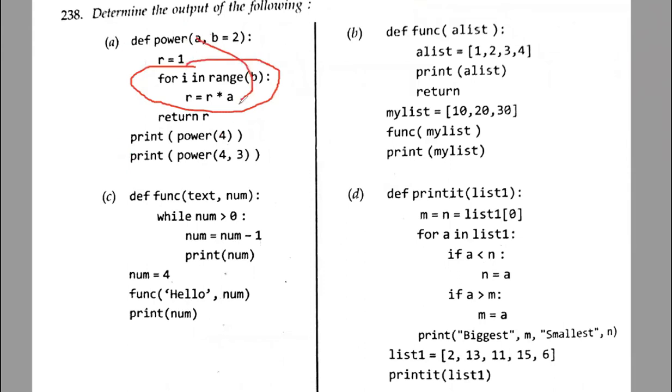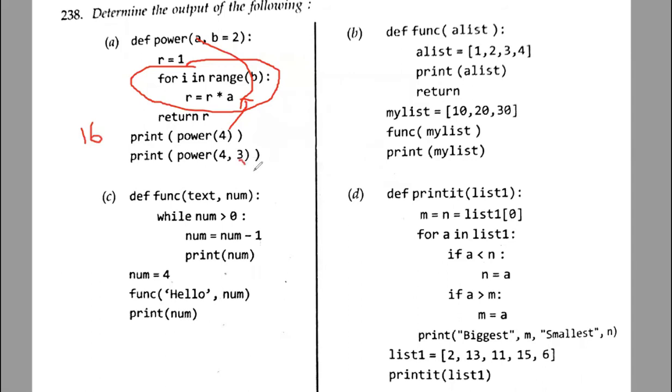A value is going to be 4. Firstly, 1 into 4 will be done, and then again r value will become 4, and 4 into 4 will be done, which is nothing but 16. 16 will be returned as the answer in this case. 4 will be multiplied 2 times.